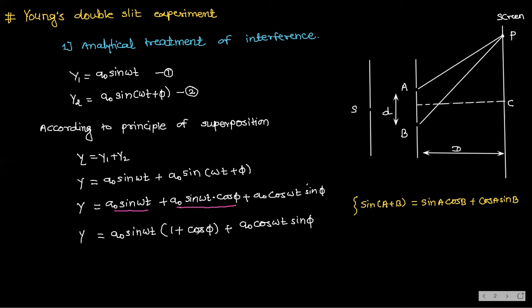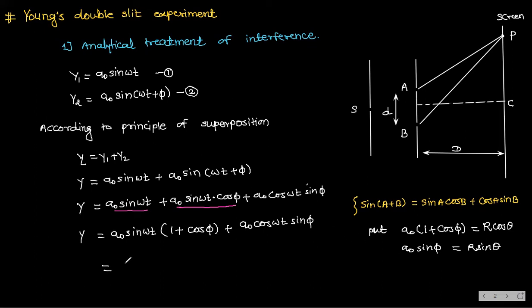Now, for my convenience, I am substituting, or just put, a naught into 1 plus cos phi is equal to r cos theta, and a naught sin phi is equal to r sin theta. I am substituting these two values here.